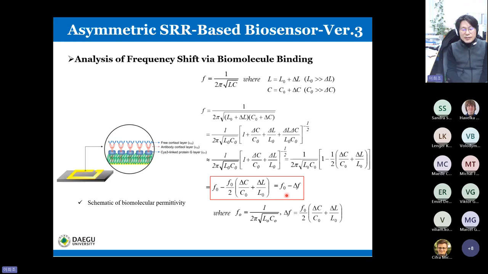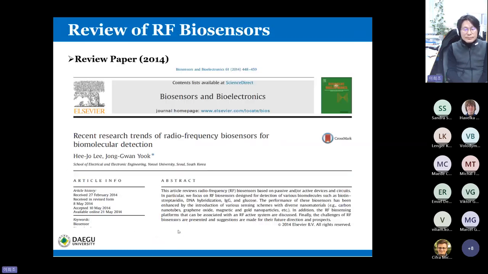So, as you can see here, the final resonance frequency is equal to F0 minus delta F. So, as the binding process is added, the resonance frequency is shifted toward the lower frequency regions. Right? Okay, I recommend this paper. This paper is a review paper. If you are interested in my talks, I recommend these papers. Let's move on to the next topic.